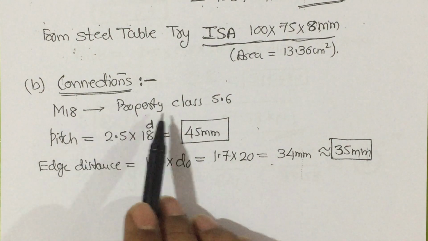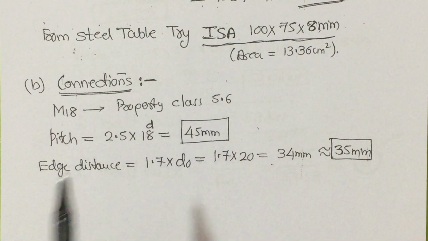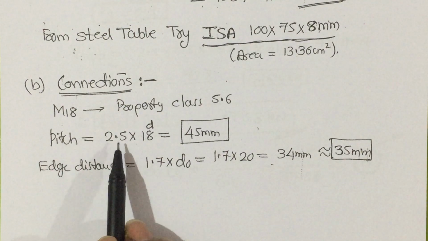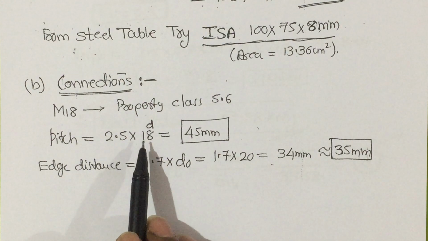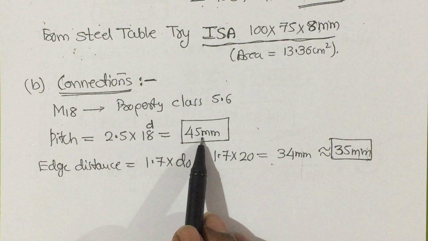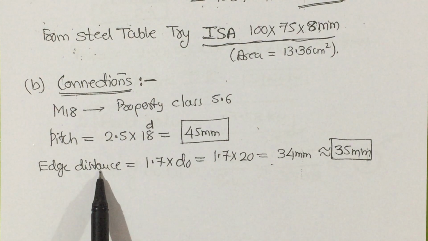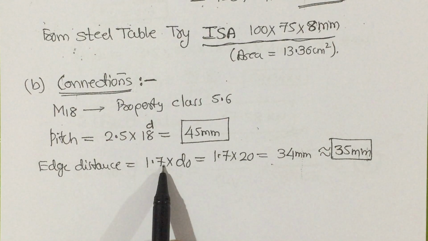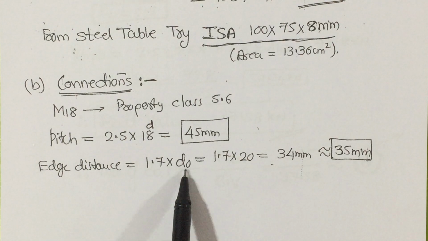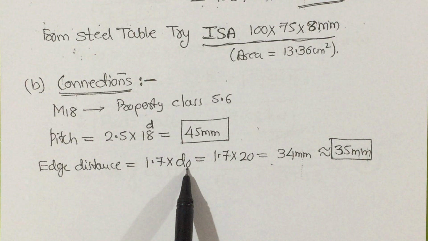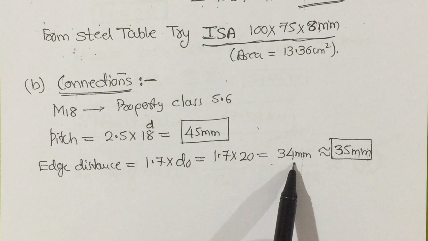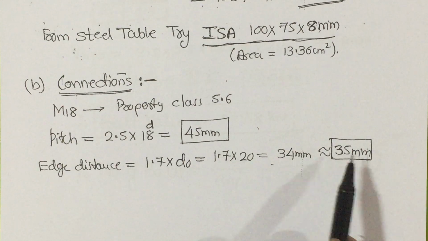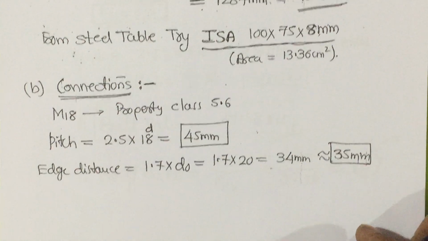Here given as M18, property class 5.6, it is given in the problem. Therefore pitch is equal to 2.5 into d, that is the diameter of the bolt, that is 18, we are going to get it as 45 mm. Then edge distance e equal to 1.7 into d0, that is 1.7 into diameter of the bolt hole, that is 18 plus 2, 20. You are going to get 34 mm, or take it approximately 35 mm.